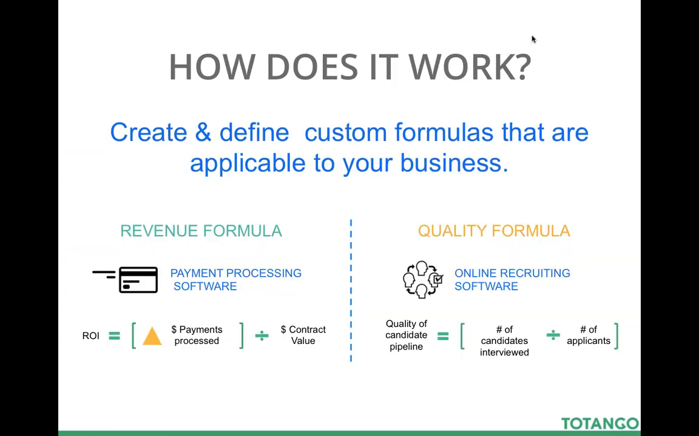So how does it work? We're going to create and define custom formulas that are applicable to your business. And here are 2 examples for you. And actually, we're going to go through one of these in our session today in our demo. So revenue formula. Here it's payments process defined by a contract value, or is it about quality for you? In this case, using a recruiting software. Is it candidates interviewed divided by applicants, so you can see that you're getting a better quality of candidate pipeline? So instead of taking things out, putting them in a list, exporting it to a CSV and calculating it manually, now Totango is going to serve that up to you.